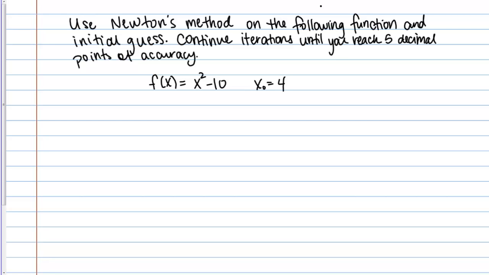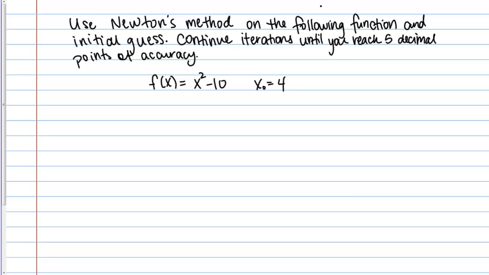Let's work through a Newton's method problem together. So here are the directions. Use Newton's method on the following function and initial guess. Continue iterations until you reach 5 decimal points of accuracy. And the function is f of x equals x squared minus 10, and the initial guess is x sub 0 equals 4.